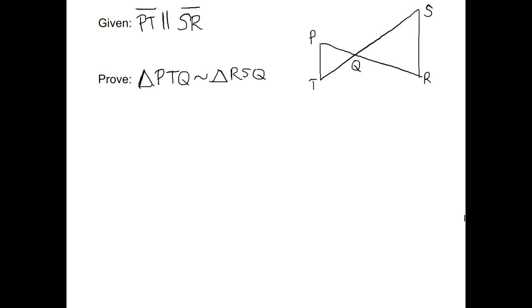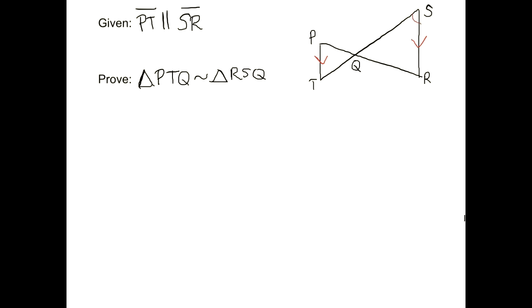So let's take a look at this problem right here. We are given that PT is parallel to SR, so I'm going to go ahead and write that on the picture. PT is parallel to SR. And what we want to do is prove that triangle PTQ is similar to triangle RSQ. What we've learned before about parallel lines, and remember the mantra that I've always said, is if you're given parallel lines, always look for congruent angles.